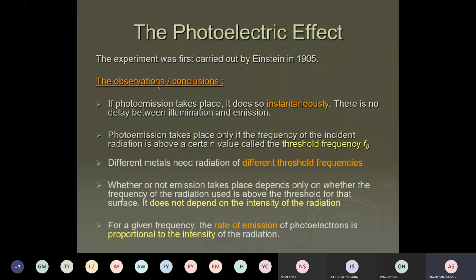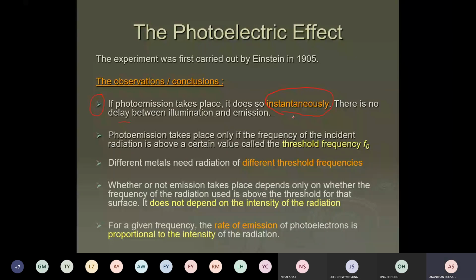They are against the wave idea. The first outcome which is against the wave idea is this. Scientists were so shocked to see the first observation. What is that? The photoemission takes place instantaneously. There is no delay between the illumination and the emission. This was so shocking. Why?